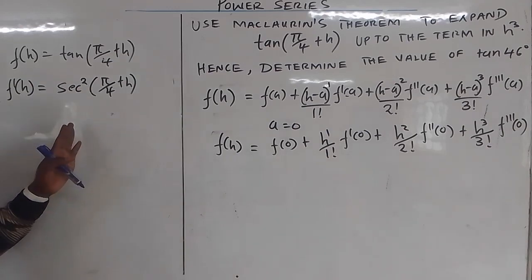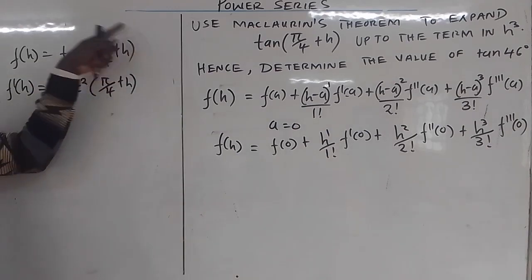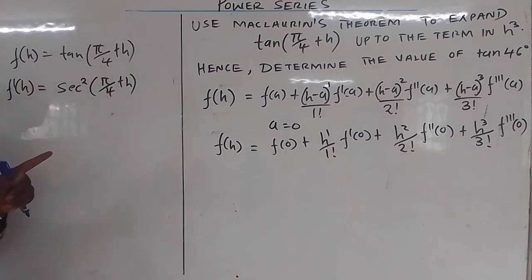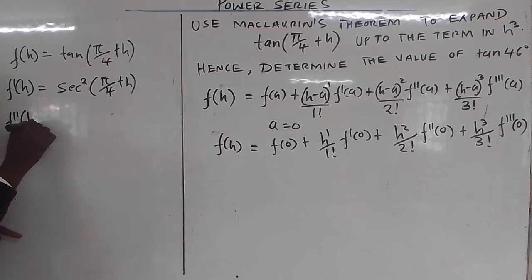Are you seeing how this example is moving? Yes, the whole of this is f of h. Very different from the other cases, okay? Then move to the next one, f double prime of h. If you differentiate this for the second time, what do you get?